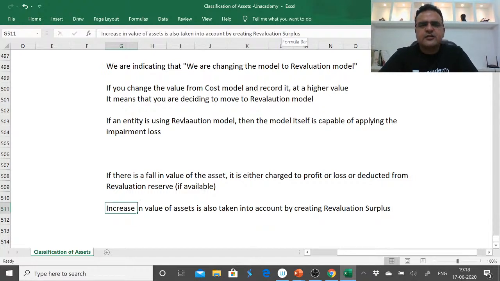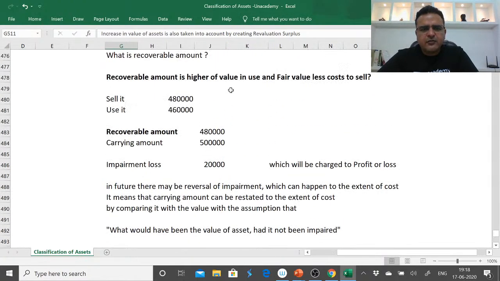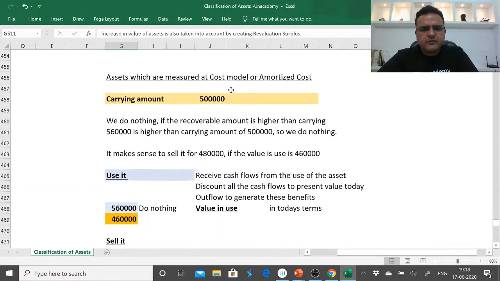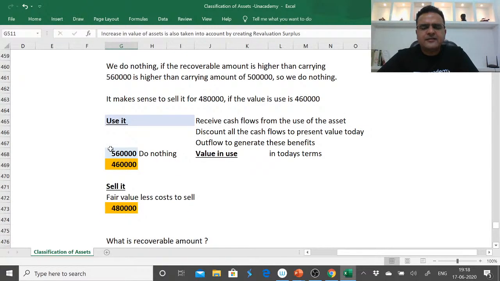Increasing value of assets is also taken into account by creating revaluation surplus. Means that if we are moving from cost to up, as I said, that if the value is 5,60,000, we do nothing because our asset was at cost model. And if it was at cost model, even if there is an expectation of increase in value in use, we are expecting to recover more value in the time to come, we do nothing because there is no impairment. And this is conservative approach of Ind AS, that if there are expected profits, wait for them to happen. If there are losses, we recognize immediately.